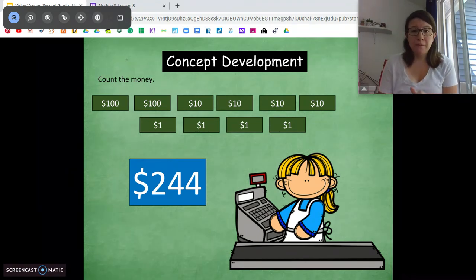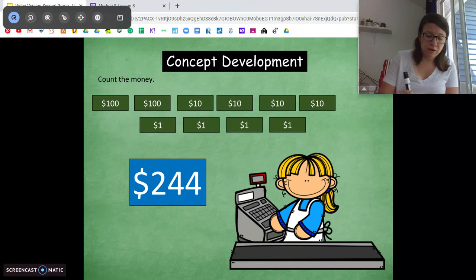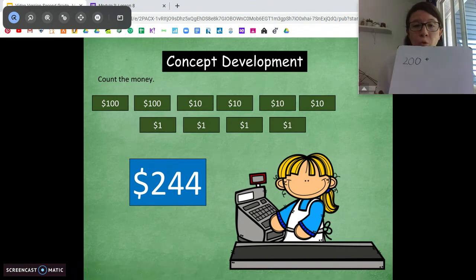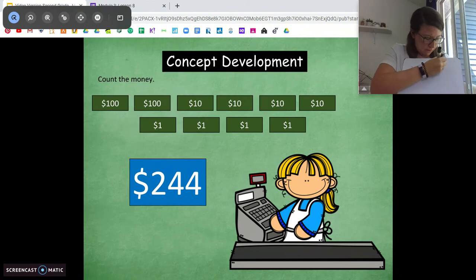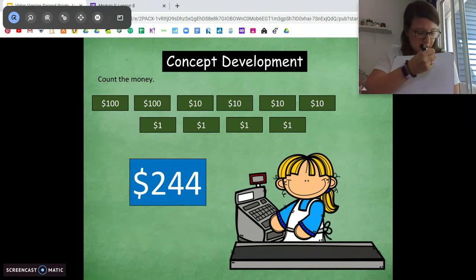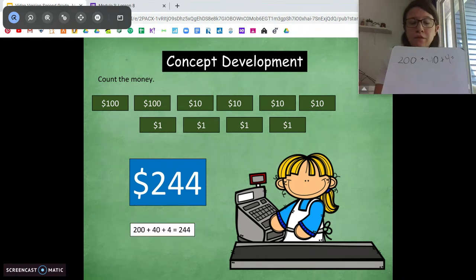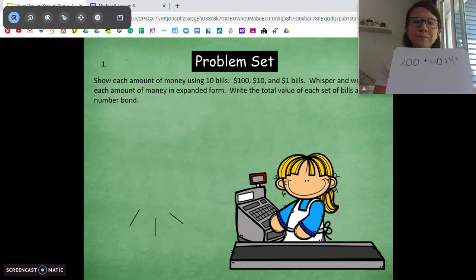Pause the video, do that now. Okay, so I know I have 2 $100 bills, which is 200. I'm going to start with that. And then I have 4 $10 bills, 10, 20, 30, 40. So I'm going to add 40. And then I have 4 $1 bills. That gets me to 4. So that's going to be my expanded form of 244. All right, same thing as tens and ones, but we're just working with money.